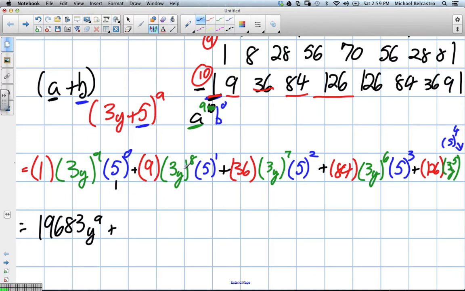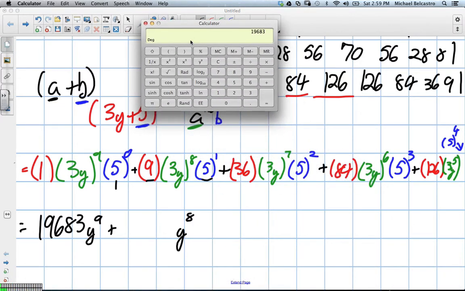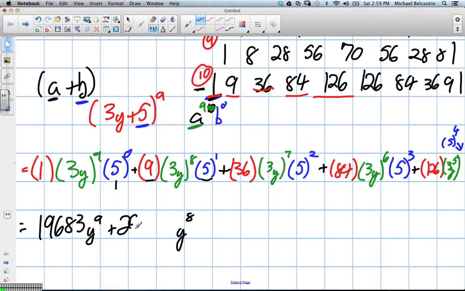Okay. The next one. Well, we have 5 times 9. That's going to be 45. Right? Times 3 to the power of 8, and then y will be to the power of 8. So we just got to figure out what our coefficient is in this case. So we have 45 times 3 to the power of 8 equals 295,245. Okay, great. So we have to continue this process out here.